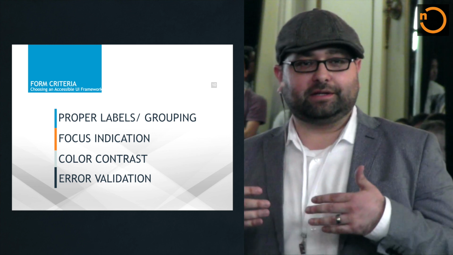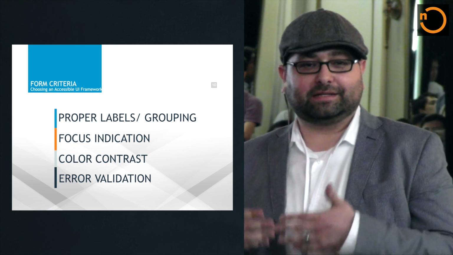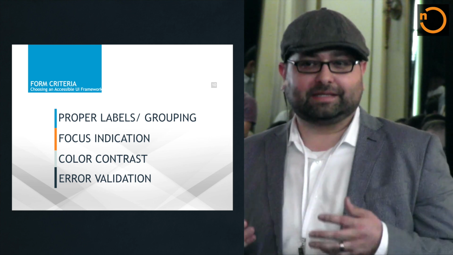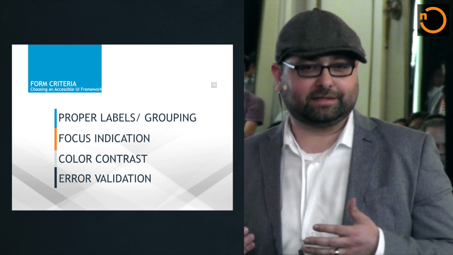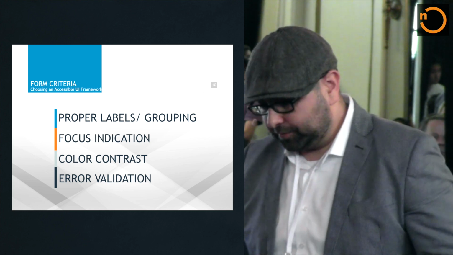So if the input elements are not associated with the label, then they have no idea what that input is for, right? Because there's no way for them to get to that information. So this is the secret to why getting forms right is so important. The screen reader users will be completely lost if the labels aren't properly associated.